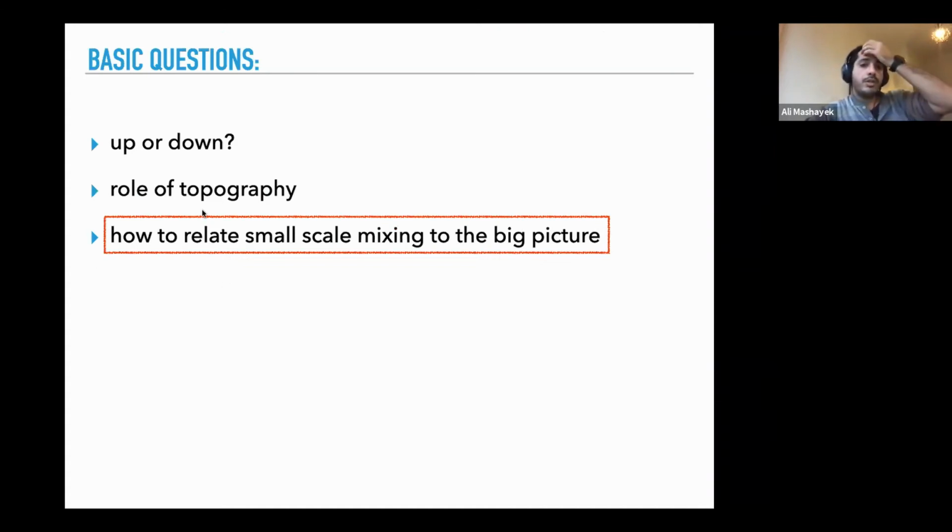So what are the key questions? I think it is very interesting that we are still at the stage where we're arguing, are things going up or down? That says that we're still at the level of basic understanding in terms of the role of mixing in ocean circulation. The role of topography, as you can imagine, is significant. That is not what I'll talk about. I'll focus on how to relate small scale mixing through gamma to this picture.